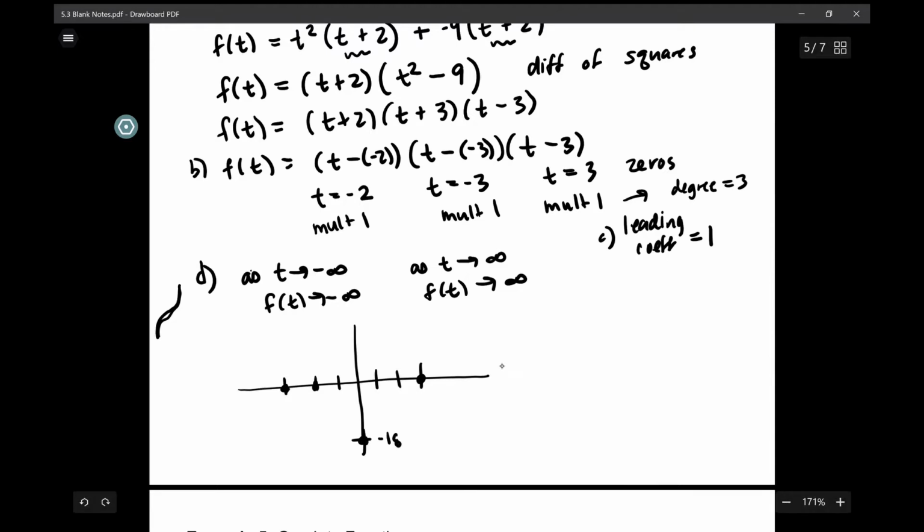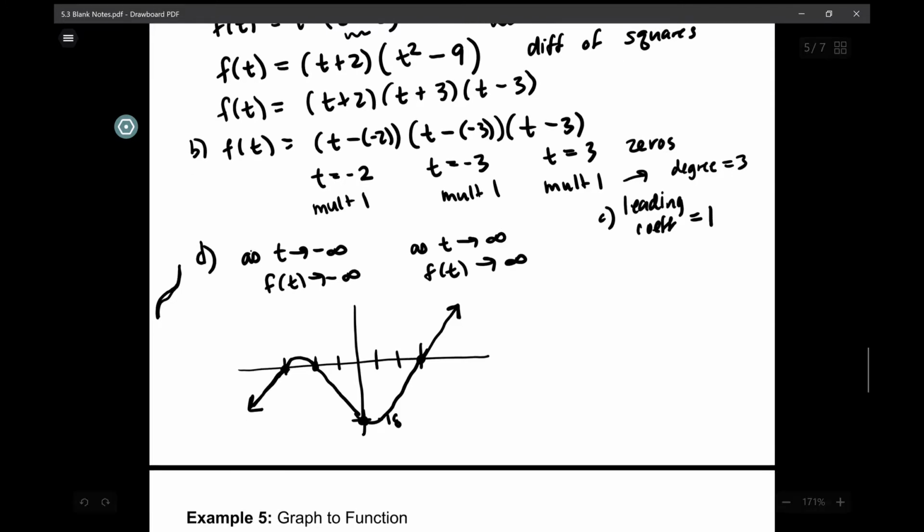We know our end behavior goes to negative infinity after our last root, and goes to positive infinity after our largest root. All right, they each have multiplicity 1, so we're just going to go through each of them. So this has got to go like that. We got to go down and hit this, and then we come back up like that. There's our sketched graph of our function f of t.